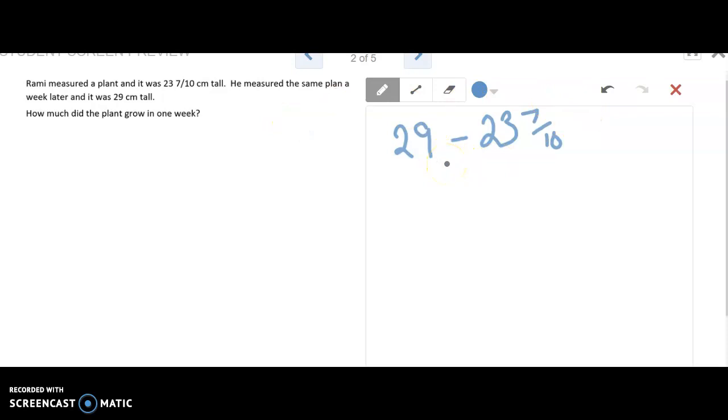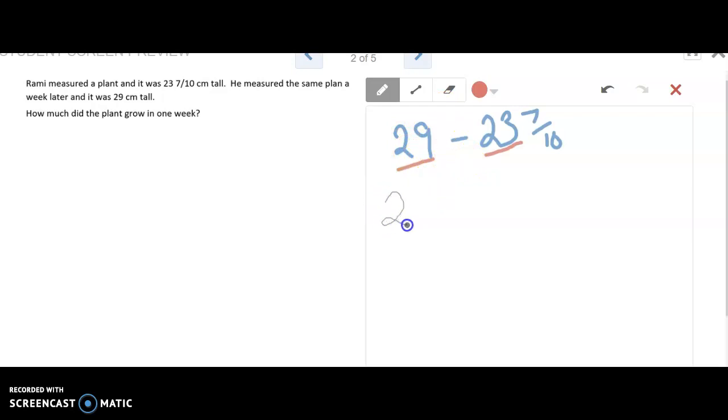Okay, so let's use what we know about adding and subtracting mixed numbers to solve this problem. So it looks like I've got a whole number part right here. I've got this whole number 29, and I've got this whole number part right here, 23. But take a look. I have 7/10. It's not just 23, it's 23 and 7/10. So I need to subtract my whole numbers and I need to subtract my fraction parts. Now, 29 centimeters does not have a fraction part.